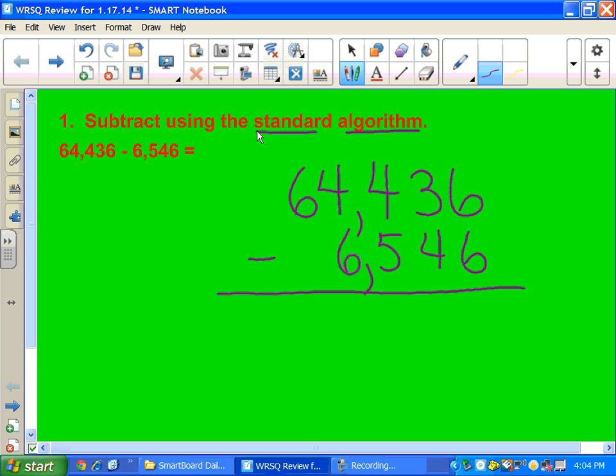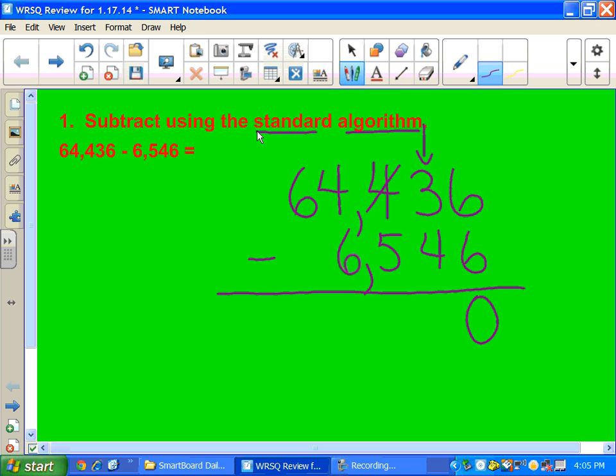So we're going to start right here with the ones. So I have 6 ones minus 6 more ones. So 6 minus 6, that's easy enough, 0 ones. Now I'm going to go to my tens. I have 4 tens to subtract from 3 tens. Well, I know that I can't take 4 from 3. So my 3 tens need some help.